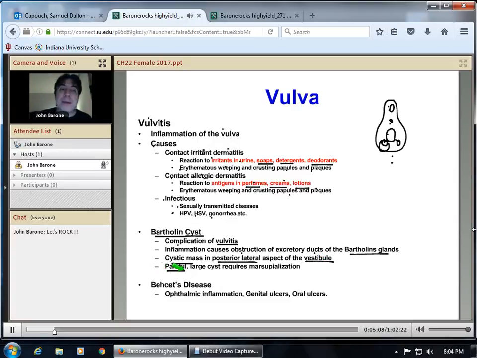Now they often become painful when they become an abscess. Painful large cysts, they'll have to cut into them and let them drain to the environment. That's marsupialization. All right, now this we've talked about already, a vasculitis of small vessels. It is called Behçet's disease.